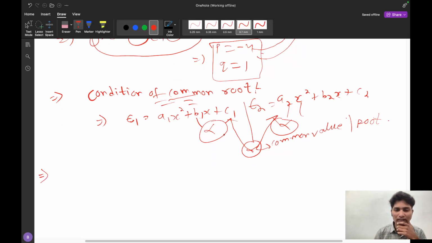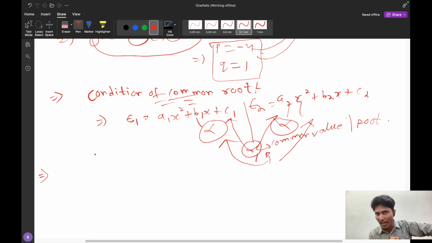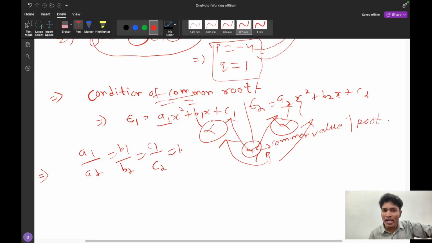Suppose here, for the condition of common root, I discussed only one root, one value. What if another value beta is also satisfying both the equations? So now two equations have the same values. If the first equation is satisfied by the two values, the second equation is also satisfied by the two values. So I can compare the coefficients, that is a1 by a2 is equal to b1 by b2 is equal to c1 by c2, and it is equal to a constant.